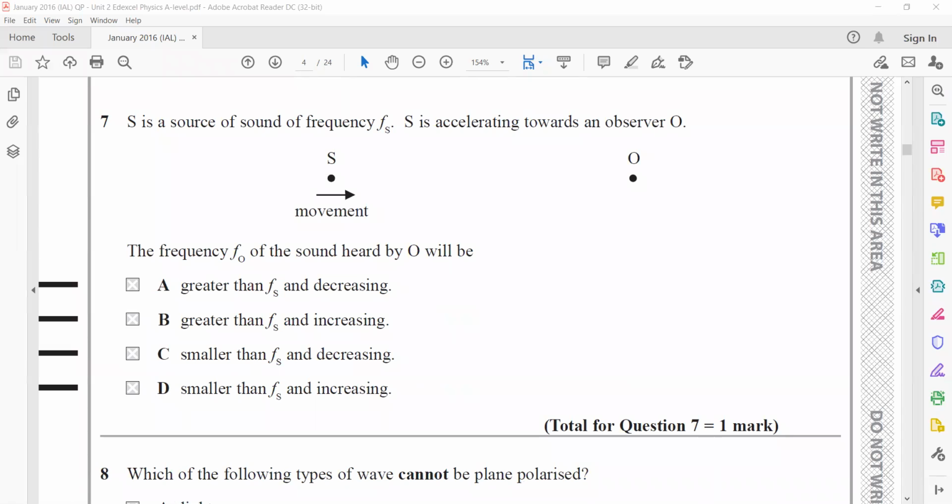In question 7, S is the source of a sound. S is accelerating towards O. The frequency f0 of sound heard by O will be. So when it is moving towards, the frequency will increase and the wavelength will decrease. So as it is moving, the frequency which is heard, the apparent frequency, will increase, and it is accelerating also, so it will be continuously increasing. So B is the right answer.